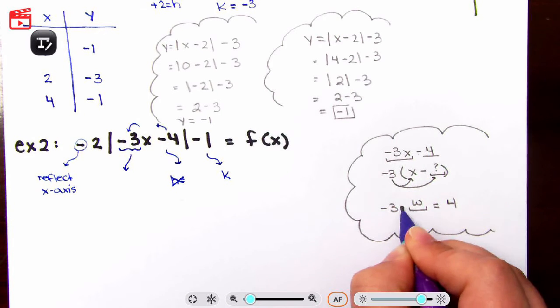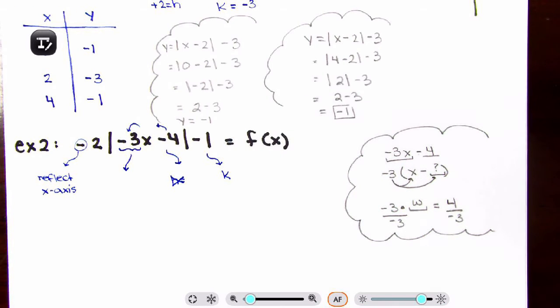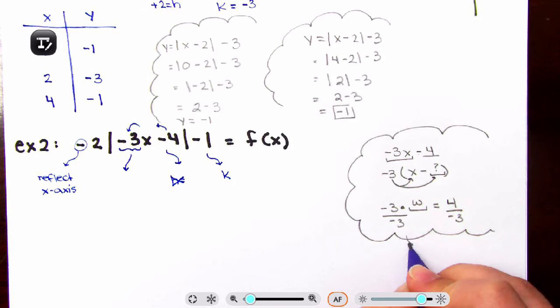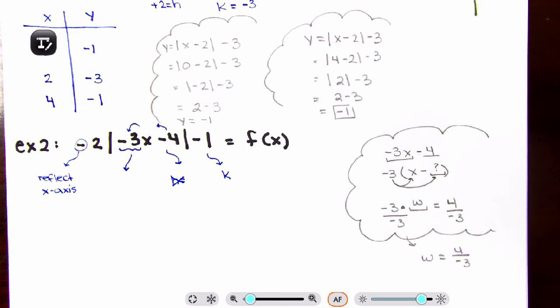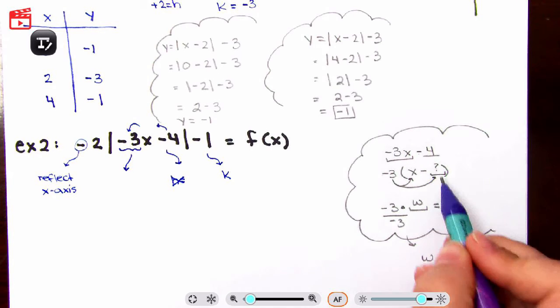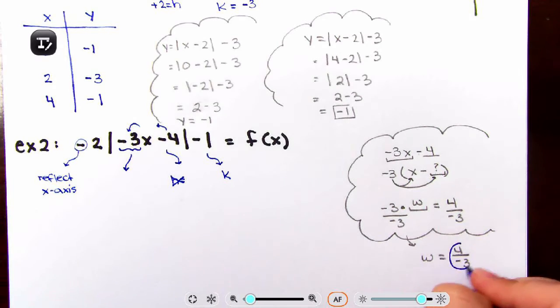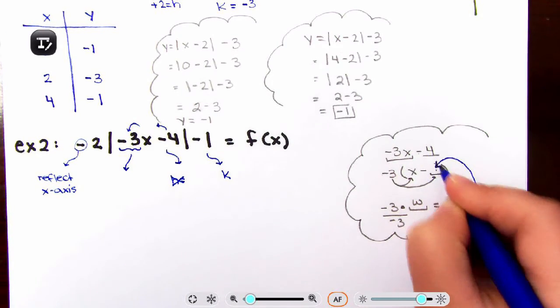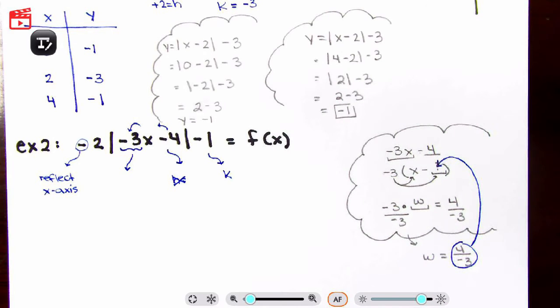Since I have multiplication, I'm going to divide by negative 3. So w is now equal to 4 over negative 3, so 4/3, but it is negative. So what's going to happen is right here, that's where this will go. We're going to go back in. So negative 3 times 4 over negative 3 will give us a negative 4 as our answer.